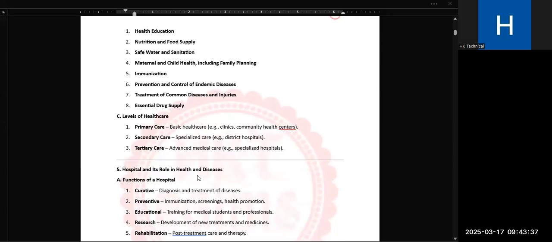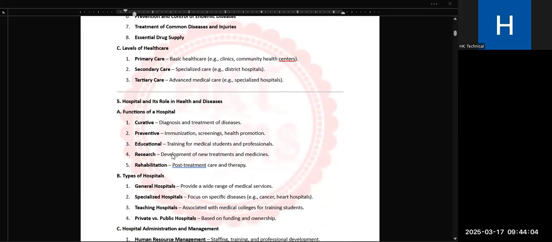Then we have levels of healthcare: primary care, secondary care, and tertiary care. Primary care includes basic healthcare facilities like clinics and community health centers. Secondary care includes specialized care like district hospitals. Tertiary care includes advanced medical care, like specialized hospitals for eyes, for heart, and so on.